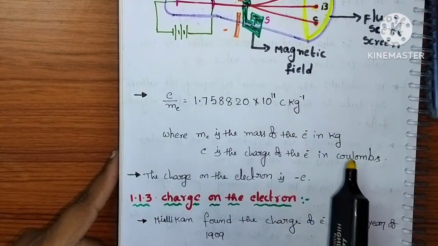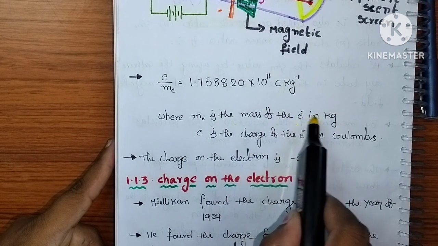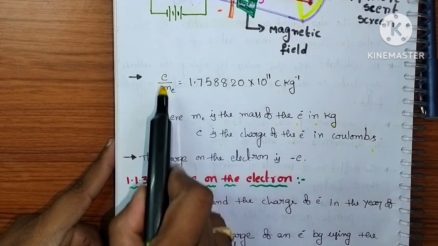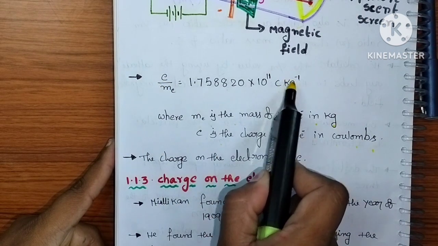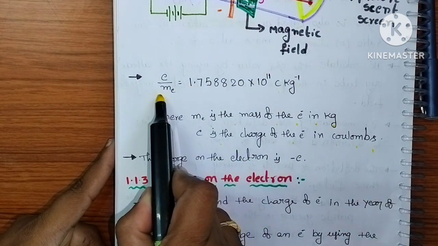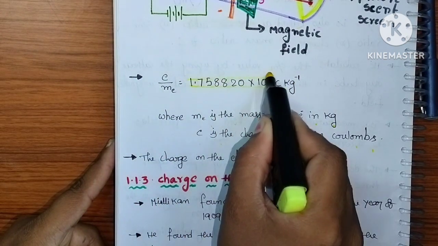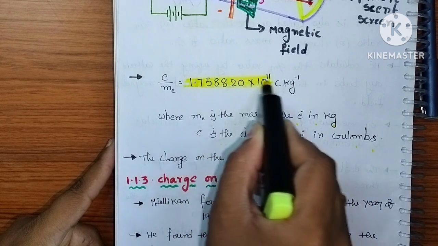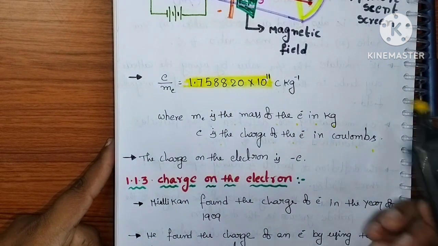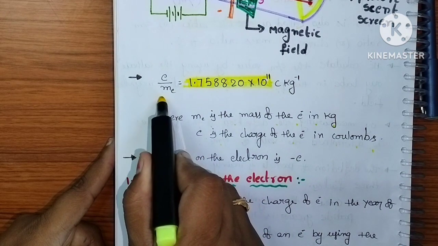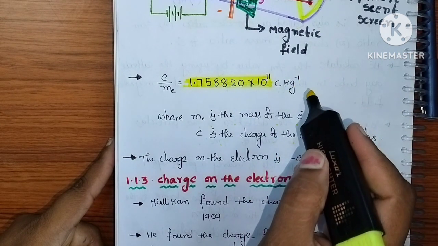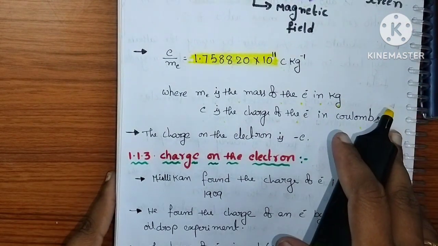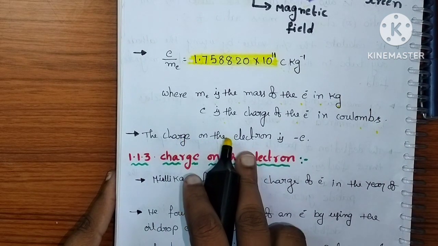Here m_e is the mass of the electron in kgs and e is the charge of the electron in coulombs. So the e by m value is coulomb per kg or coulomb kg inverse. So finally the e by m value is equal to 1.758820 into 10 power 11 coulomb kg inverse. So this is the important point. It will be asked in your competitive exams as well as your board exams. Next, finally in this experiment the electrons contain the negative charge.